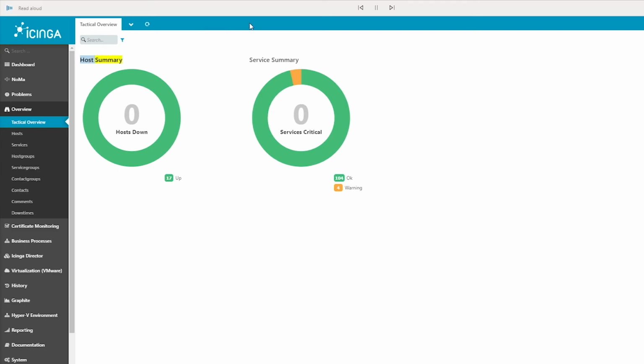Host summary: 0. Hosts down. 17 up. Service summary: 0. Service is critical. 104 OK. 4. Warning.